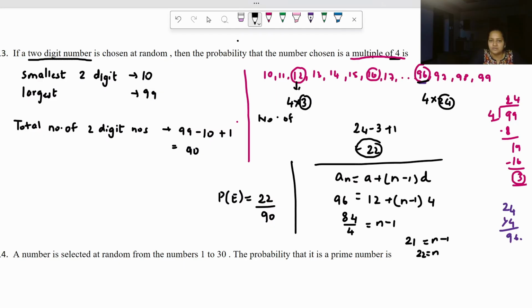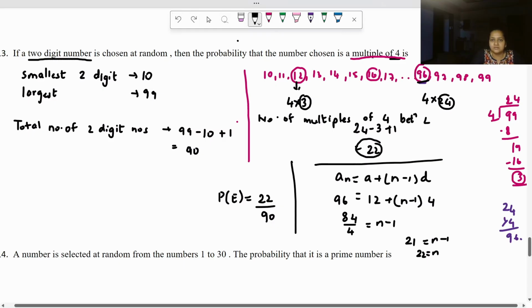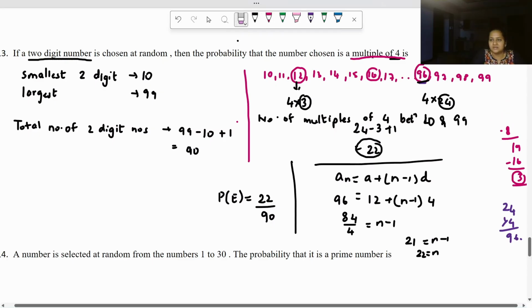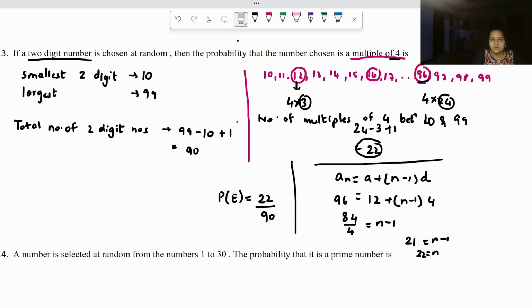Number of multiples of 4 between 10 and 99. Right? So this is also one way of doing it, and this is also one way. Both ways, see, you got the answer as 22.